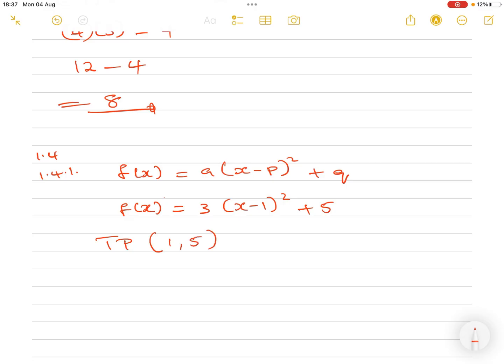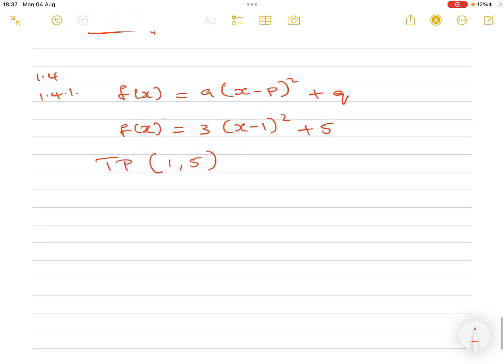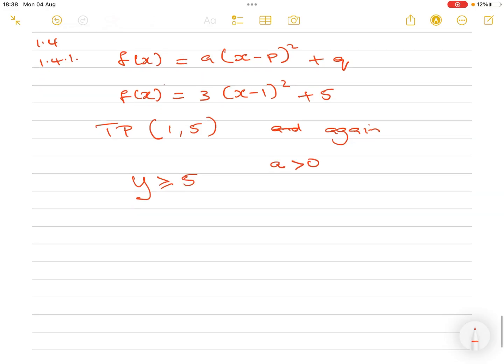So your turning point in this case is 1, 5. Okay, look carefully now. So y equal to 5 is the turning point. Look here, the value of a is greater than 0. So you have two conditions now. Your turning point is 1, 5, meaning the lowest value. That means your y will be greater than or equal to 5. You see? So this is your range.